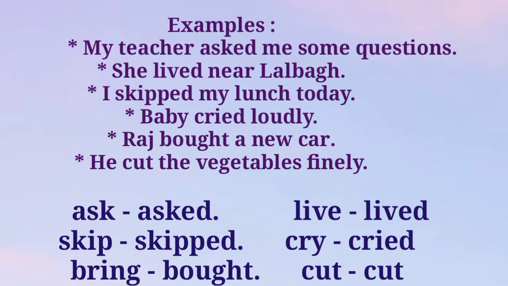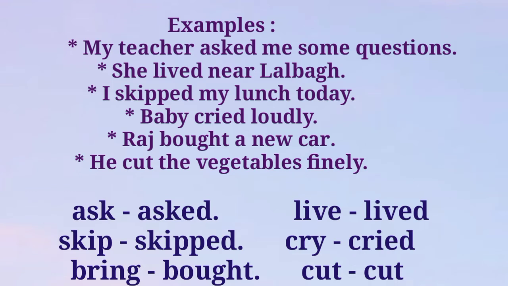Next word, cry, C-R-Y. We have to replace y with i and ed is added to form the past tense of cry as cried. Next one, bring. Past tense of bring will become bought. The word entirely gets changed and it is known as the irregular verb. Next one, cut. Past tense of cut is cut. Same word. These verbs are not changed. So the past tense also will remain the same. So in this way these past tense words are used to form sentences in past tense, and these words tell us that the sentences are in past tense.